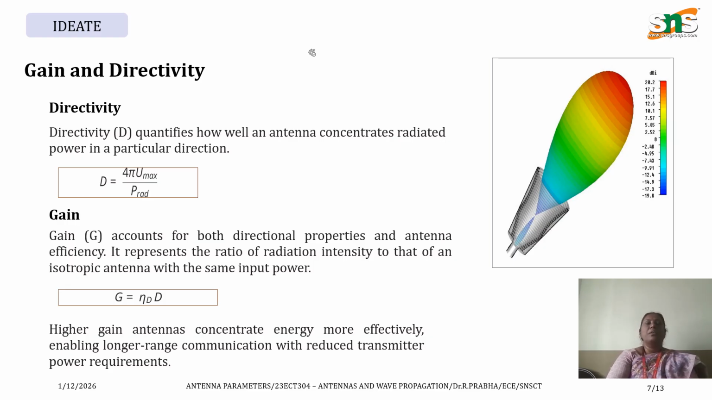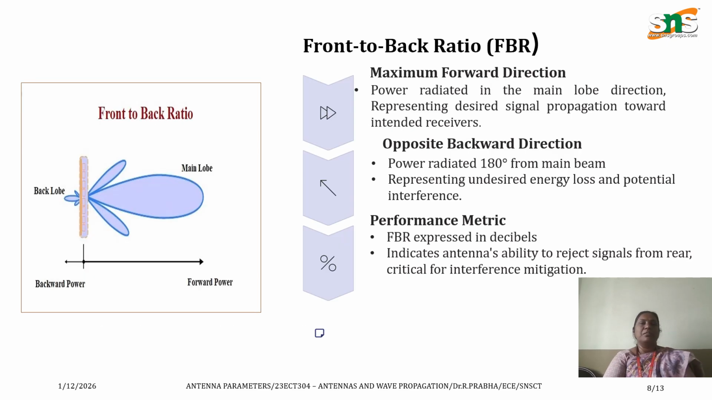And there is an important relationship between gain and directivity. That is, gain is equal to eta times capital D. Here eta is the efficiency factor of the antenna, and higher gain antennas concentrate more energy, and because of this we can use the antennas for long range communication, which reduces transmitter power requirements.